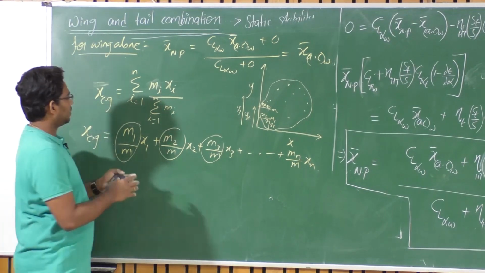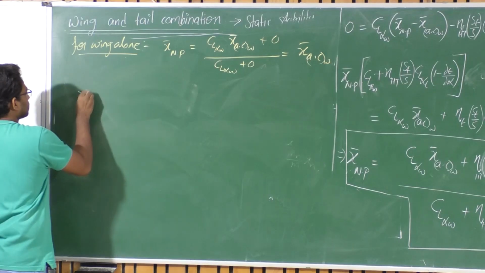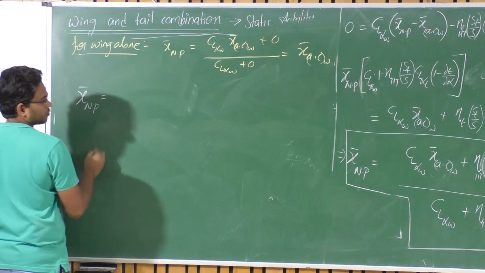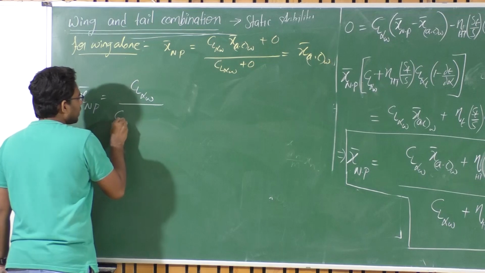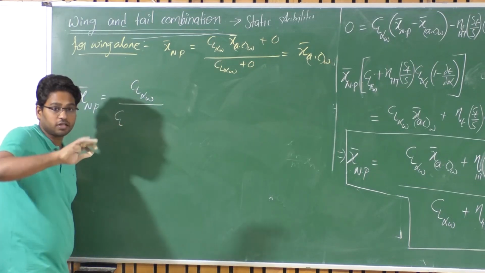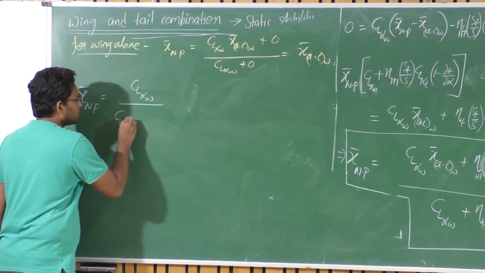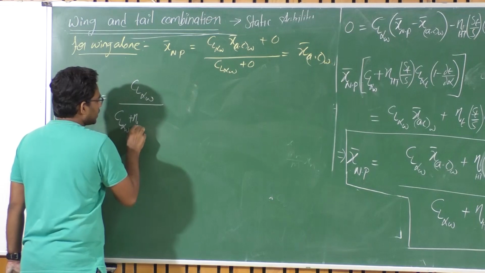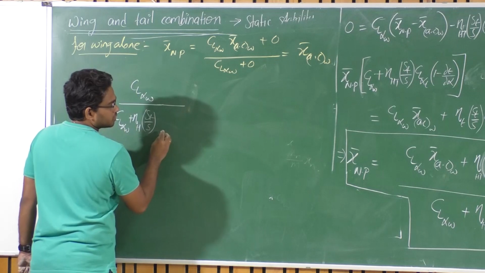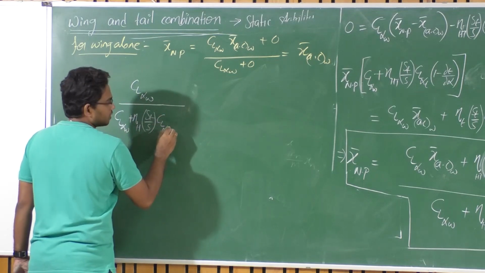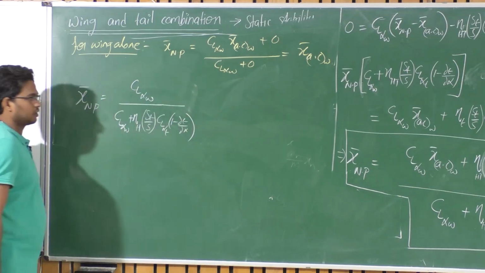Similar to that, can we look at this expression, x bar NP? So x bar NP is equal to CL alpha of wing upon the total CL alpha of the aircraft, which is like the total mass of the aircraft, isn't it? So the total is CL alpha of wing plus eta of horizontal tail times St upon S times CL alpha of tail times 1 minus dou epsilon by dou alpha. Am I correct?